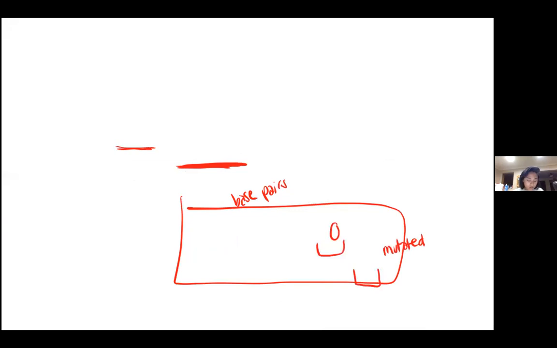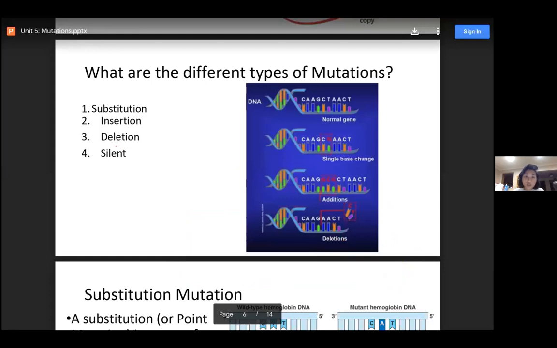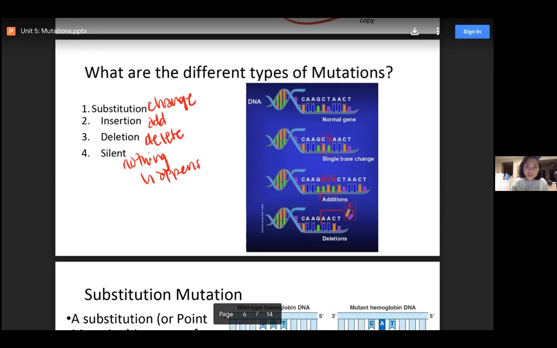What are the different types of mutations? We have 4 different types of mutations: substitution, insertion, deletion, and silent mutations. We're going to go over all of these in a little bit, but substitution is basically if you substitute the right base pair for the wrong base pair. Insertion is when you accidentally add a base pair. Deletion is when you accidentally delete one. Silent is when nothing happens, which is often the case. So let's just go over them one by one.